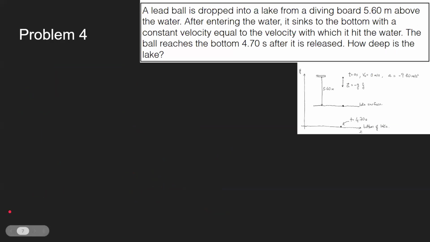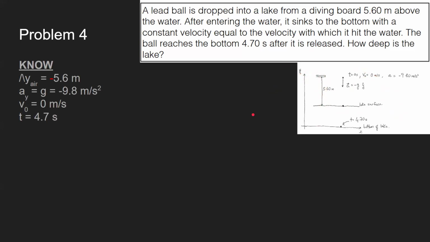All right. A lead ball was dropped into a lake from a diving board 5.6 meters above the water. After entering the water, it sinks to the bottom with a constant velocity, and that constant velocity is the one that it hit the water with. The ball reaches the bottom 4.7 seconds after it was released. How deep is the water? Lake, whatever. So you can draw a picture. This is another one of those two-parters pretty much, because there's the part where it's in the air and then the part where it's in the water. And things are different in those two parts. So you can just draw it like that.